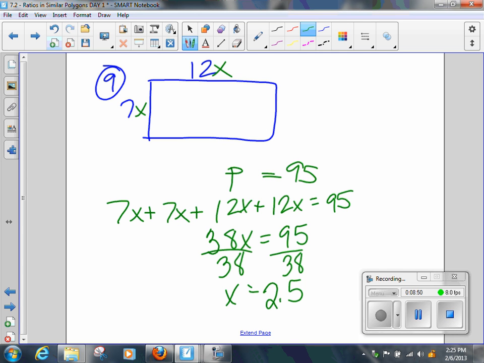What am I going to do with that? It says, what's the length of each side? Well, I'm going to take 2.5 and plug it back in here. 7 times 2.5 is 17.5. And then 12 times 2.5 is 24 and 6, which is 30. There you go, there are your sides. Guarantee you will see that again. Bell work. You got to know it. That's all you do.